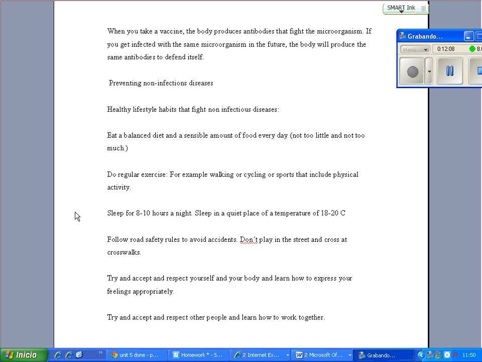Peter needs to sleep for more hours a night. Follow road safety rules to avoid accidents. Don't play in the streets and cross at crosswalks. Try and accept and respect yourself and your body and learn how to express your feelings appropriately. And finally, try and accept and respect other people and learn how to work together.